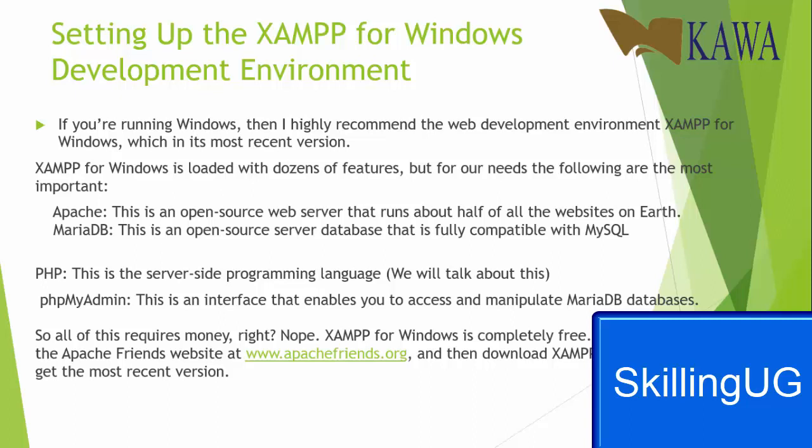So here we are going to be using XAMPP for Windows. It's open source software and it's free of charge. I highly recommend that you download this XAMPP server, which is easy to use and has an easier interface. It is loaded with a dozen features, and most importantly, what we need is Apache, which runs about half of all websites on Earth. You see, it's a big system and powerful software.